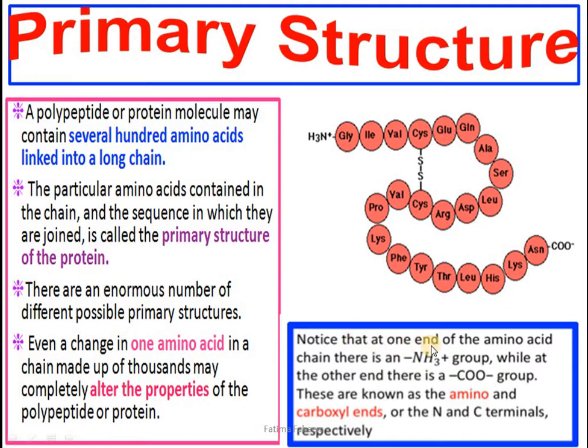Notice that at one end of the amino acid chain there is an NH3 group, while at the other end there is a COO group. These are known as the amino and carboxyl ends respectively, or you can call them the N and C terminals respectively.